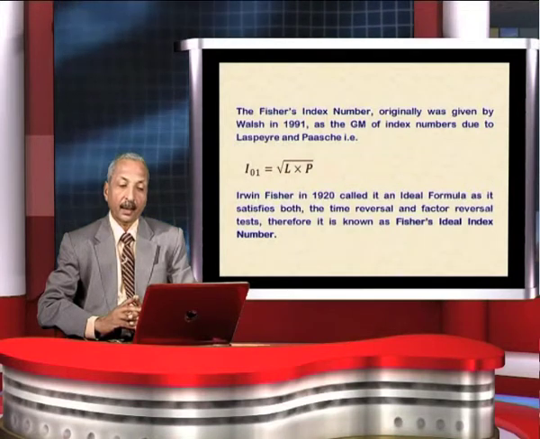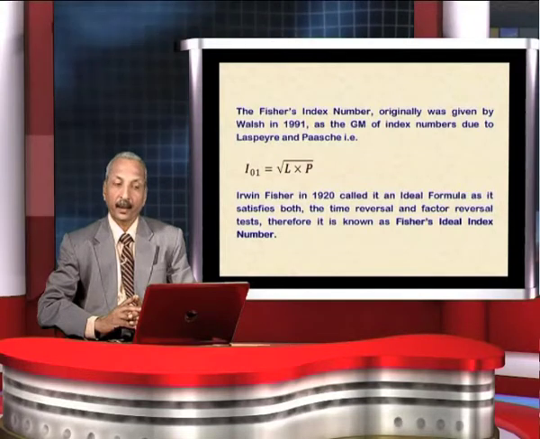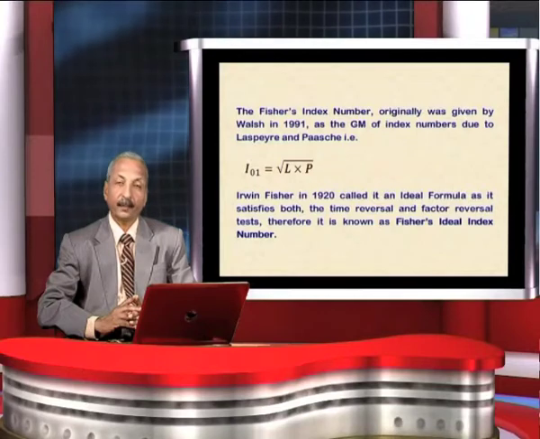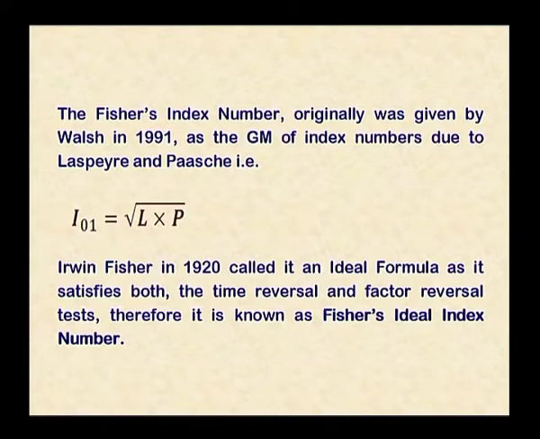Fisher's index number originally was given by Walsh in 1901 as the geometric mean of index numbers due to Laspeyres and Paasche. That is, we have seen that this I01 is equal to the square root of L times P. Irving Fisher in 1920 called it an ideal formula as it satisfies both the time reversal and factor reversal test, as we have just seen. Therefore, it is known as Fisher's ideal index number.